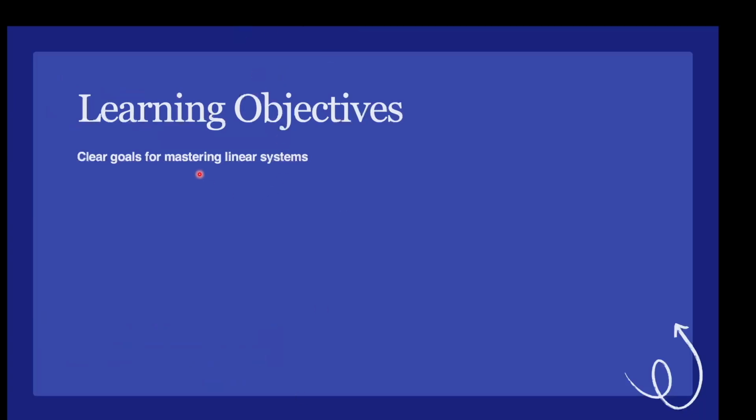So now we'll be talking about the goals of mastering linear systems. First, we have to understand what a linear equation is and what a linear system is, and we have to know that a solution represents the intersection of lines or planes. So there can be one solution, no solution, or infinite solutions.